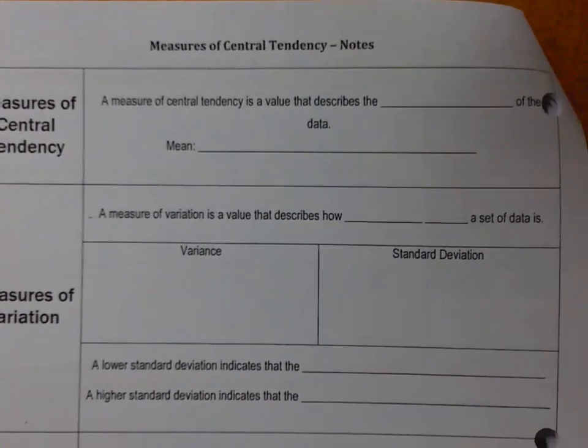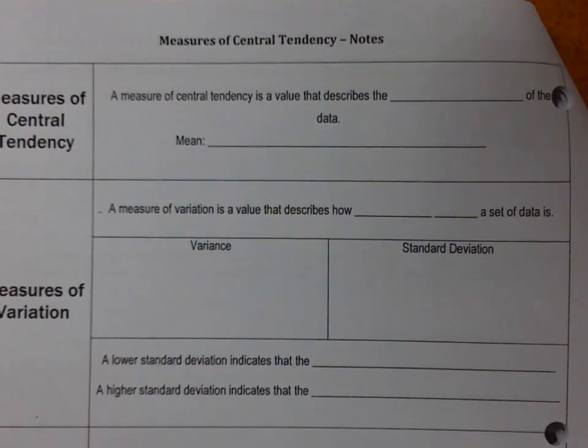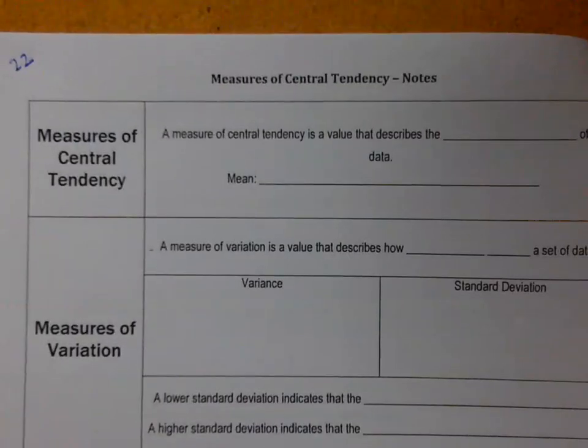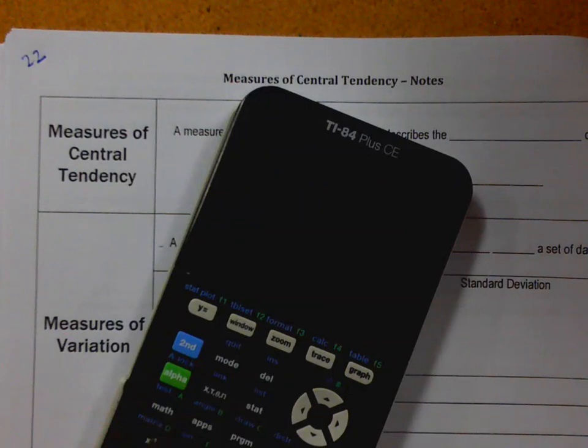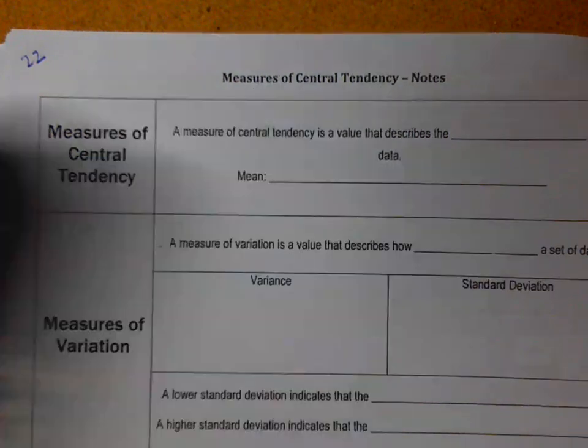Hello, honors Algebra 2. We are going to go through our measures of central tendency notes. That is going to be on page 22. You do need your graphing calculator. You need one of these types of calculators to help you with the work today. Get one either between you and the person sitting next to you, at least so you can get the practice in, because we're going to be using these to do the math today.